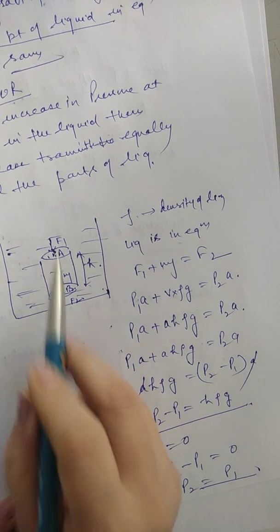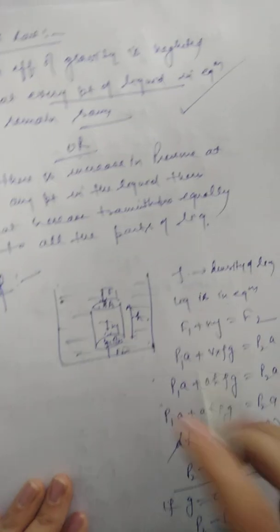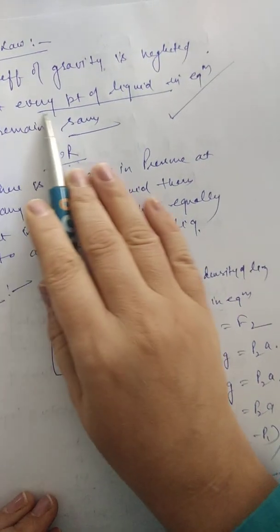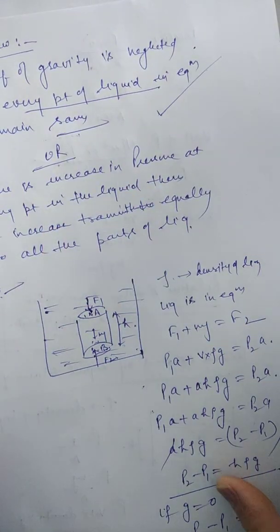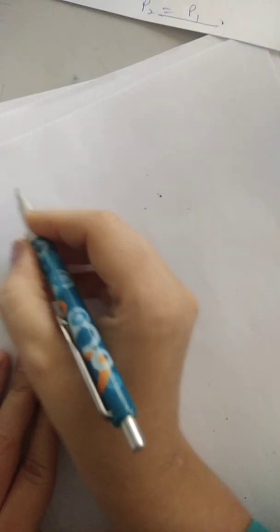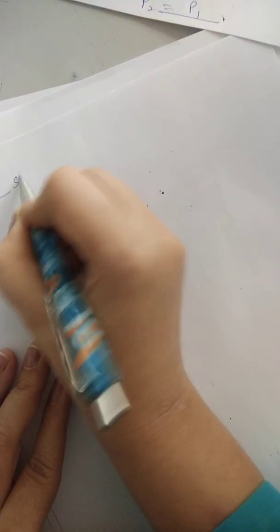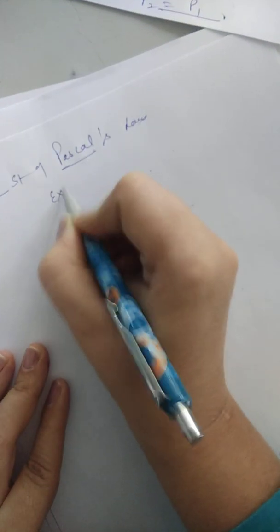This means the pressure at both the points remain same. तो दोनों points पे pressure क्या रहेगा? Same. यही first statement थी. If the effect of gravity is neglected, then at every point in the liquid pressure is same. अब सेकेंड को हम प्रूव करेंगे एक्सपेरिमेंटली. सेकेंड स्टेटमेंट ऑफ पास्कल्स लॉ. Pascal's law. This is experimental proof.